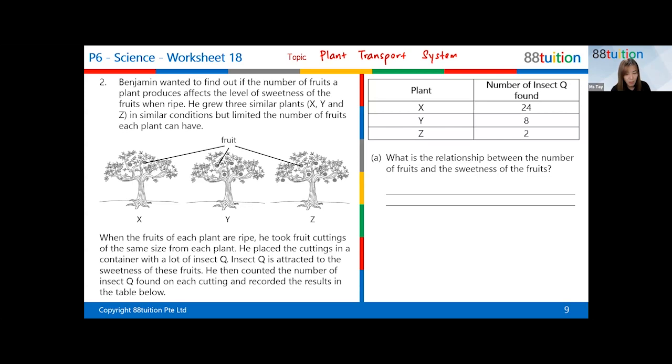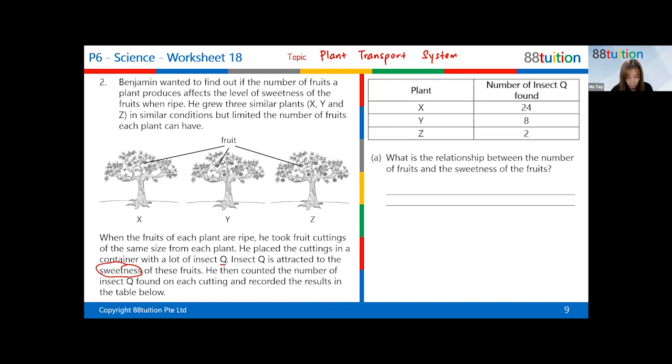Benjamin wanted to find out if the number of fruits a plant produces affects the level of sweetness of the fruits when ripe. He grew 3 similar plants, X, Y, and Z, in similar conditions, and limited the number of fruits each plant can have. When the fruits of each plant are ripe, he took fruit cuttings of the same size from each plant. He placed the cuttings in a container with a lot of insect Q. So insect Q is attracted to the sweetness of the fruits. He then counted the number of insects found on each cutting and recorded the results in the table here.